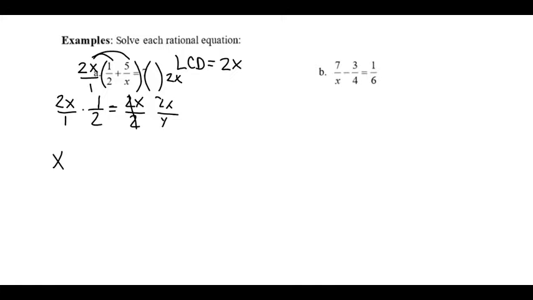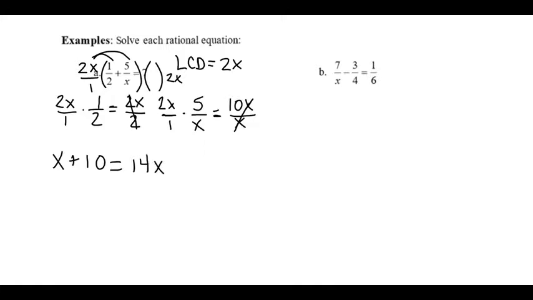And now I'm going to do 2x over 1 times 5 over x. Remember, if you have a numerator and a denominator with a common factor, you can simplify it out. When I multiply, it gives me 10x over x, but my x's will cancel, so I'm left with plus 10. And then 7 times 2x gives me 14x.